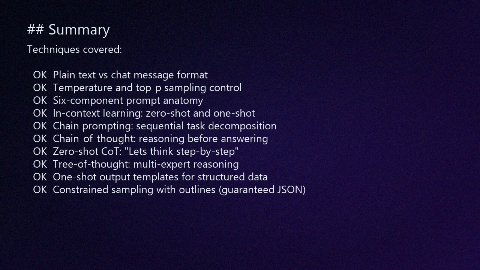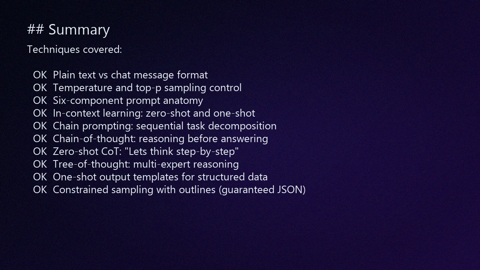We used in-context learning to teach the model a pattern by example, without any fine-tuning. We used chain prompting to break a complex task into focused sequential steps. We used chain of thought to give the model space to reason before answering, both with an example and with the zero-shot phrase, "Let us think step by step." We simulated multiple reasoning experts with tree of thought. And we ended with constrained sampling using Outlines, which enforces JSON schema at the token level so invalid output is literally impossible.